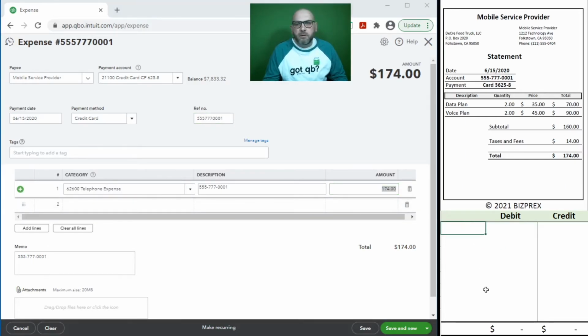So, telephone expenses go up, 62,600. Has to be debited. Okay, credit card balance will increase. It's a liability. Liabilities go up when credited. So here it is. Debits and credits are in balance, right? This amount right here is a debit to account 62,600, and it is a credit to account 21,100.